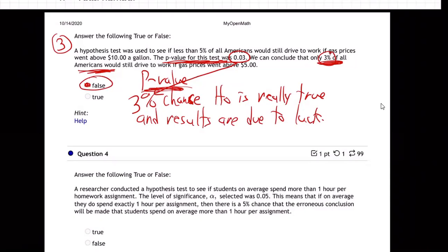And to be a wise consumer of information is to know what a p-value is. What's a p-value? The percentage chance that the results were just due to luck. It's not the percentage of Americans who would drive to work. It's not the percentage of any people. It's the percentage chance of luck. That's what a p-value is.